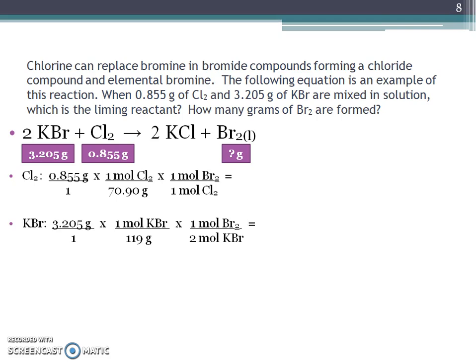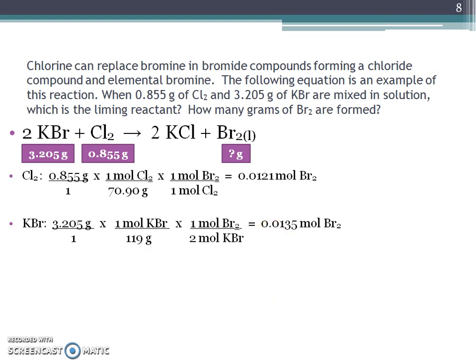For chlorine and for KBr, you should be able to go from the mass they give you, use the molar mass from your periodic table, and go to moles of Br. So if we were to cancel out these units, I'm left with moles of Br here. Same thing with KBr. Start with the grams they give you, go to moles using the molar mass, and then using that mole ratio from the balanced chemical equation to get the moles of the bromine. So you should have gotten those 2 values.